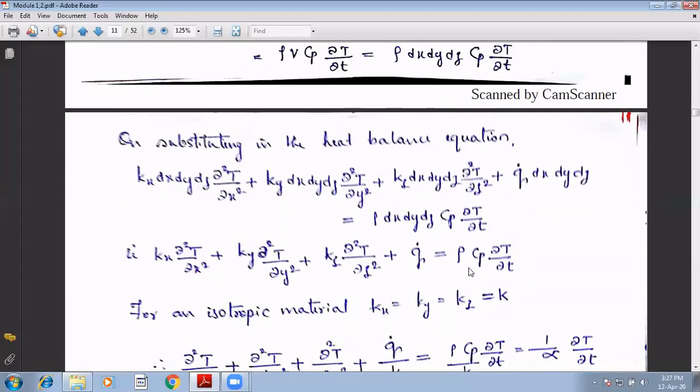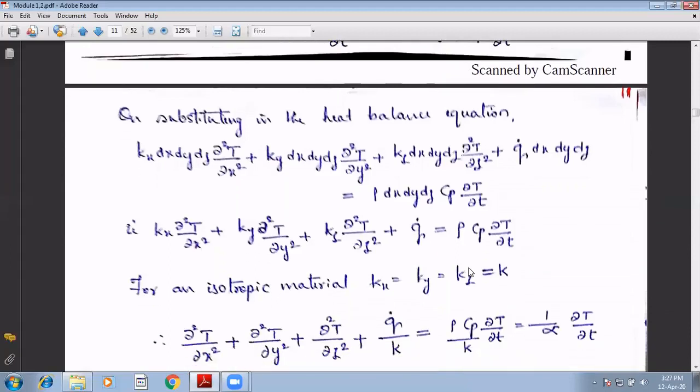Now, if you put all the expressions in an equation, you will get an expression like this: kx into dou square T upon dou x square, plus ky into dou square T upon dou y square, plus kz into dou square T upon dou z square, plus q dot, equals rho into Cp into dou T by dou t.